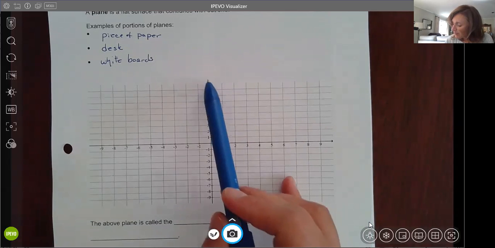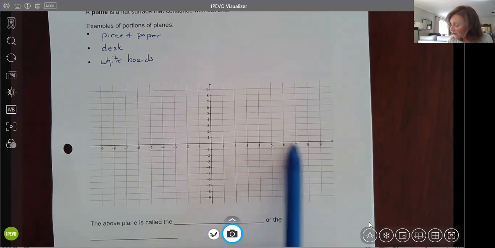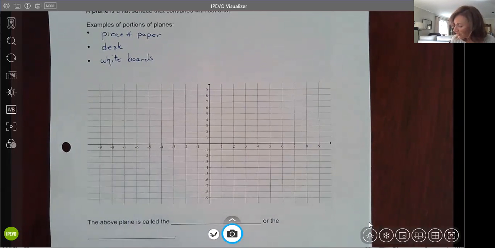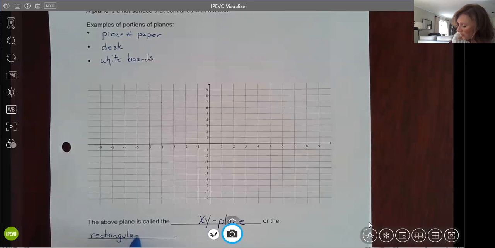So I bet you guys remember making like this big plus sign, and then you started labeling your ticks, right? Your tick marks. So what I have here is typically what is called the XY plane, or you'll hear it called the rectangular coordinate system. Okay, the XY plane or the rectangular coordinate system. So it asks us to label the x-axis, the y-axis, and the origin.